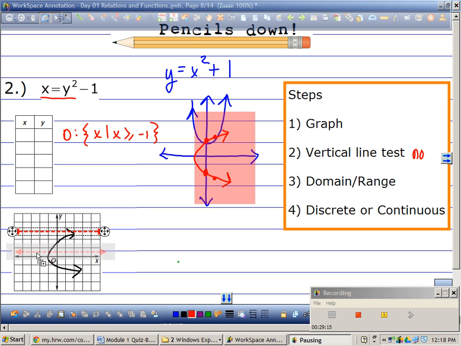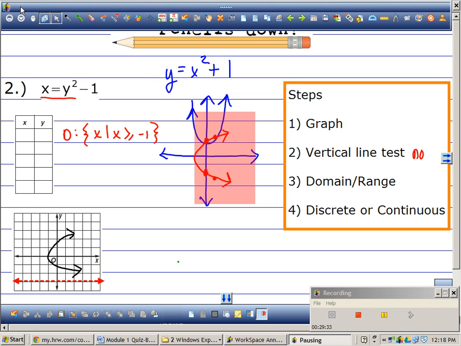What about if I'm going down? Is it intersecting? Yeah. It's always going to be intersecting because it's always going to be going out like that, out like this. So if you're talking about the range, my range would be what?